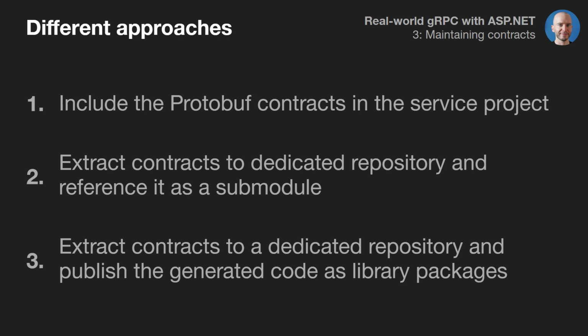The first approach we'll look at is storing the proto contract files in the folder of our ASP.NET project and referencing them in the project directly. In the second solution, the contract files are maintained in a dedicated repository, which is included in the service repo as a Git submodule, and the proto files are still directly referenced by our service project.